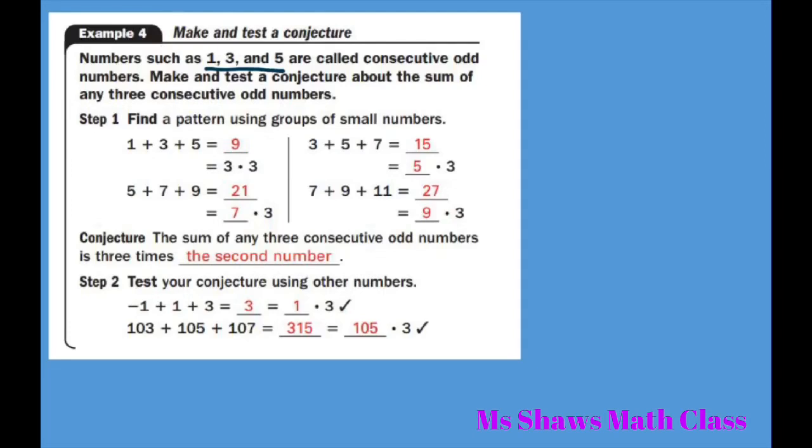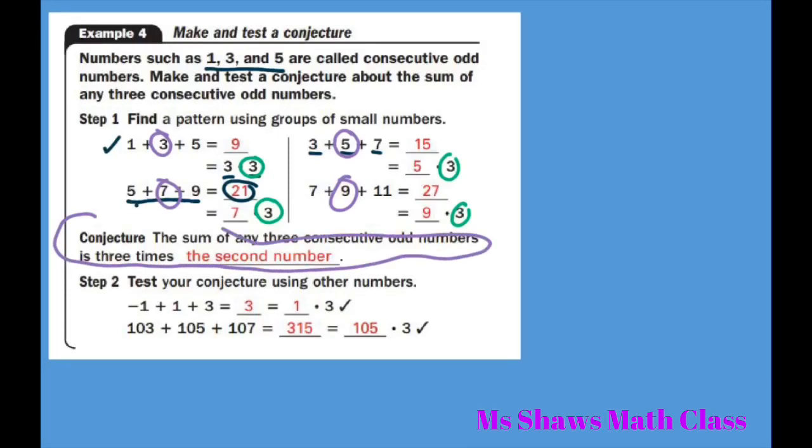So what we know is we have 1 plus 3 plus 5 is 9, and that's 3 times 3. 3 plus 5 plus 7 is 15, and 15 is 5 times 3. So then we do another set. 5 plus 7 plus 9 is 21. What we notice is that we keep multiplying by 3, and we also keep multiplying that 3 by this second number. All right? So this is your conjecture.